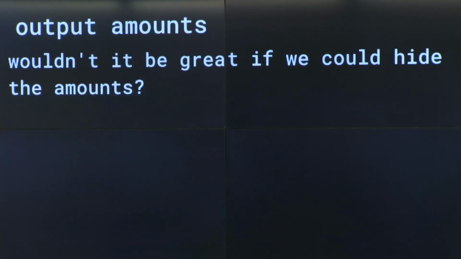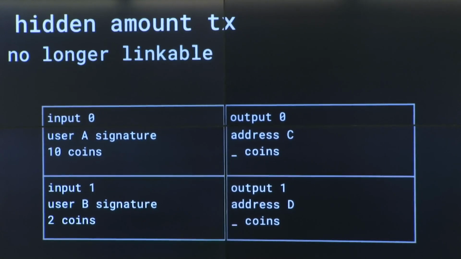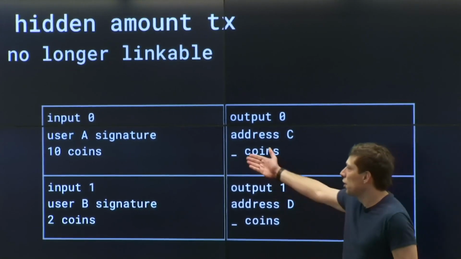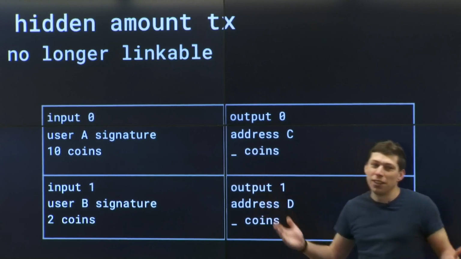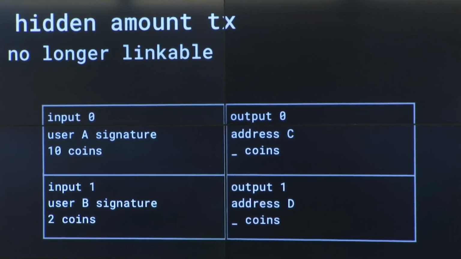So how can we do this? Wouldn't it be great if we could just hide the output amounts? That would be really cool. Instead of having it like this, you just don't see how many coins there are. Why don't we just delete the output amounts entirely? It saves 8 bytes, right?